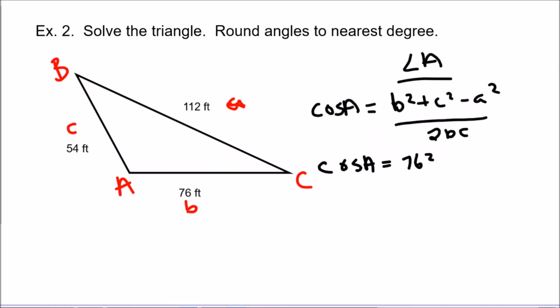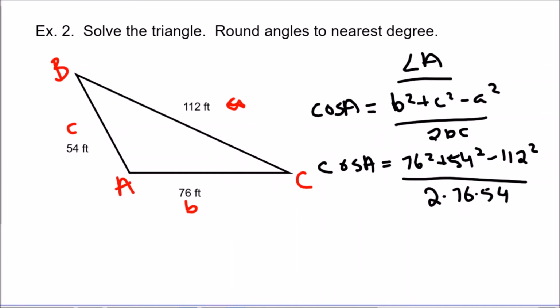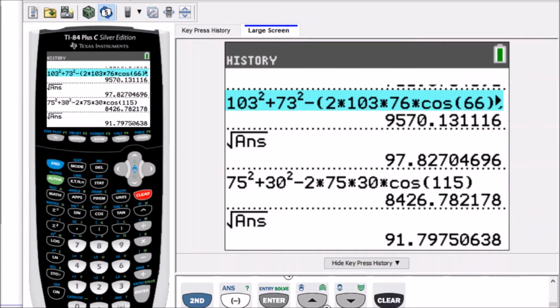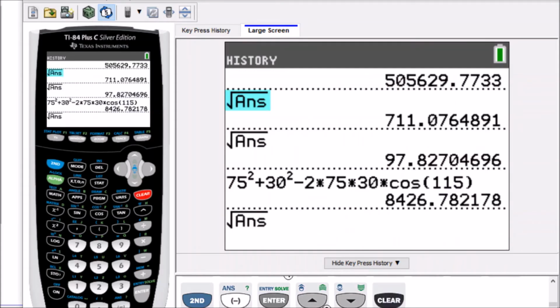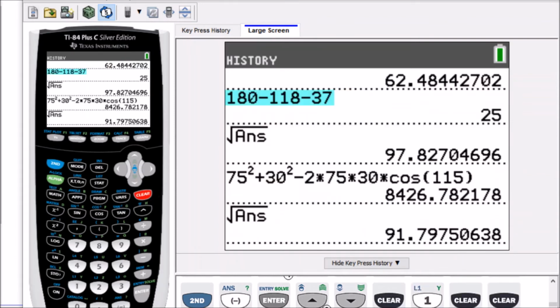76 squared plus 54 squared minus 112 squared, right? You should always be subtracting the side related to the angle you're trying to find. And then the first two, the positive terms, are the only ones that should show up in the denominator. Now here we need to be extra careful. So in my calculator, I'm going to do 112 squared.